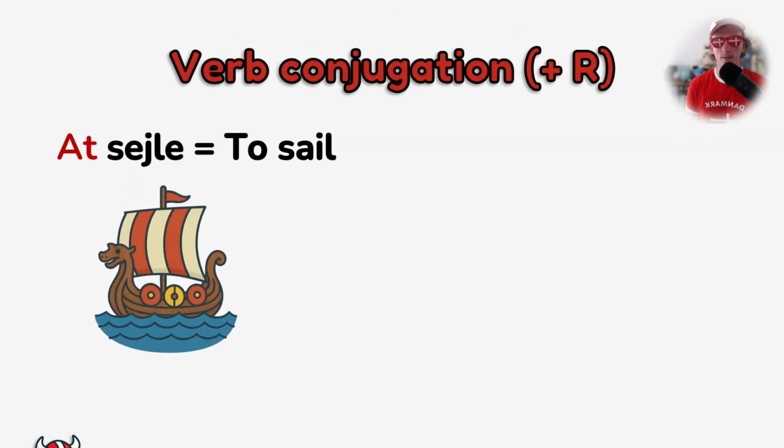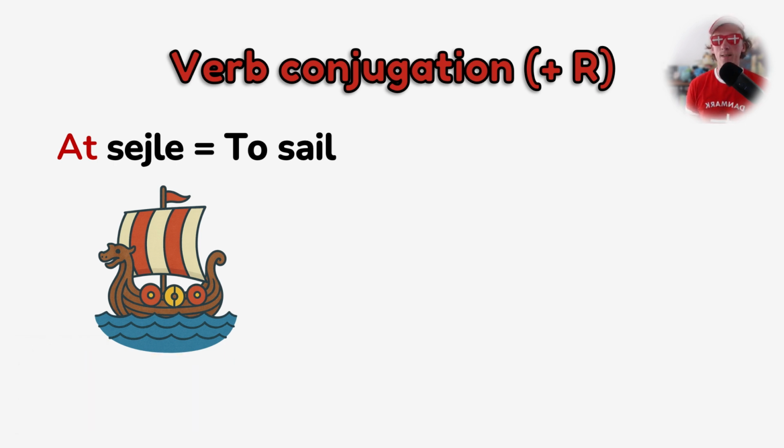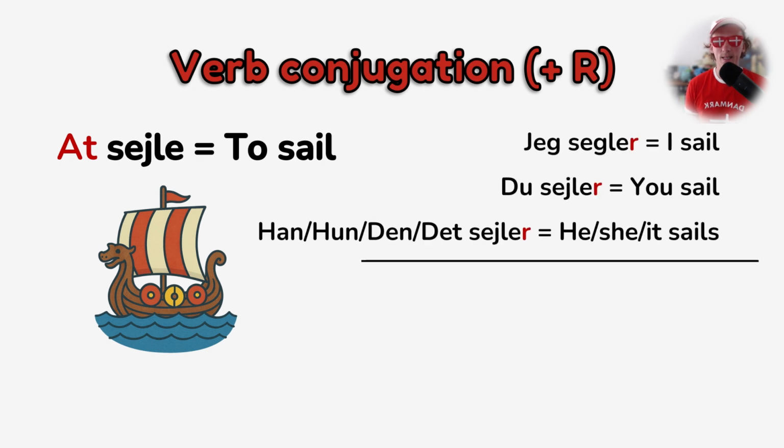So here we have a ship. What do we do on a ship? We sail. So at sejle is called to sail in Danish. At sejle, we construct the infinitive form of the verb with at, and then the ending of I. Now, if we want to use a subject in order to say, for example, I sail, we say jeg sejler with an R in the end. Jeg sejler. You sail would be du sejler, and han, hun, den, det sejler is he, she, or it sails.